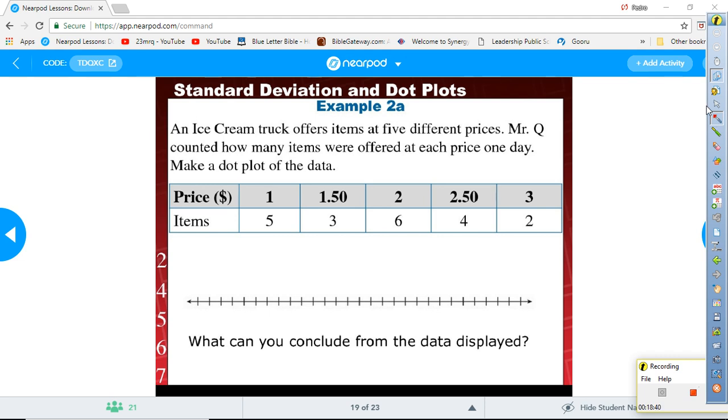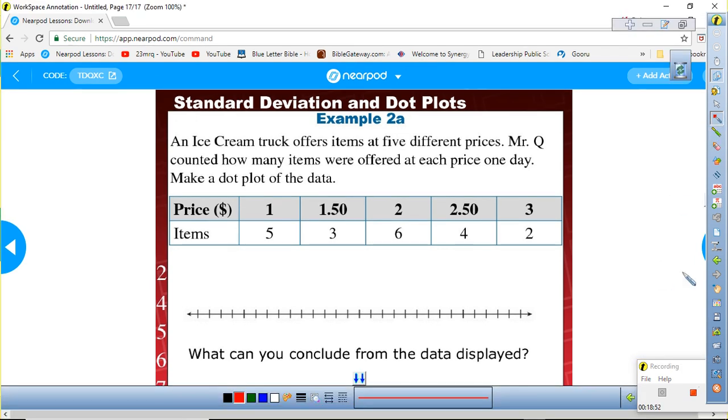Anyways, so to make a dot plot, here goes the process. You are given a table, there it is. You make a number line, like I have there, and then all I have to do is translate the information onto the dot plot. However, I need to scale this according to my x. This is my x. The prices are 1, 1.50, 2, 2.50, and 3. By how much increments am I going to use each tally?